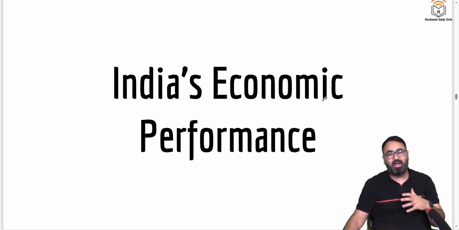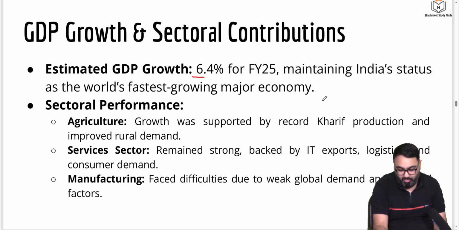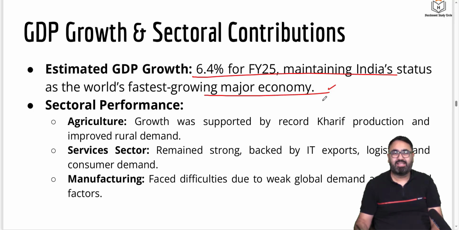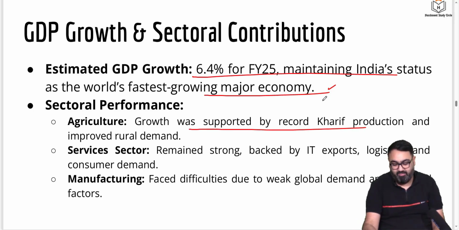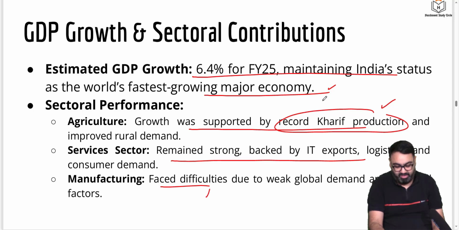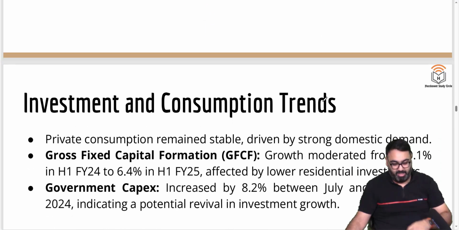Let's talk about what India has to offer or what India has done in the year. This is what the economic survey says. So first, the survey says our estimated GDP growth for financial year 25 will be 6.4%, which will again make India the fastest growing major economy in the world. It says that agriculture will be a major driver because of kharif production reaching an all-time high. Services sector will remain strong, IT export, etc. Manufacturing will face difficulty. Now, this is not something new. We are used to manufacturing not giving us the kind of output that we had hoped for. So difficulties in the form of manufacturing will continue to remain.